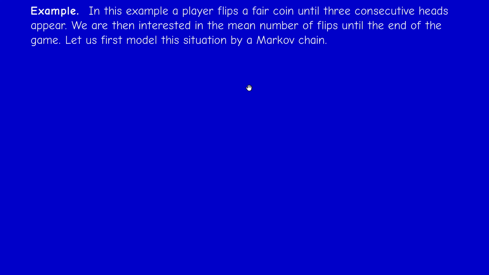So it's like the snake and ladder problem. But in order to answer this question, we have to model the situation with a homogeneous Markov chain. So sooner or later the game will end, but it could take a long time. But what is the average number of flips? The number of flips is a random variable, and we are interested in the mean time till the end of the game.